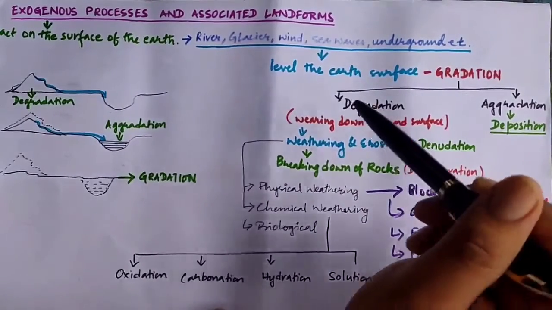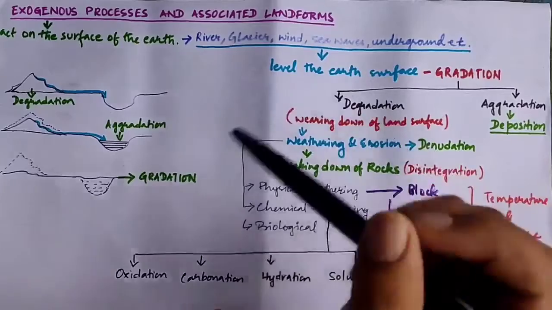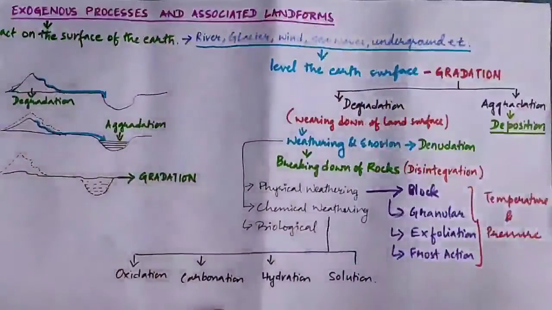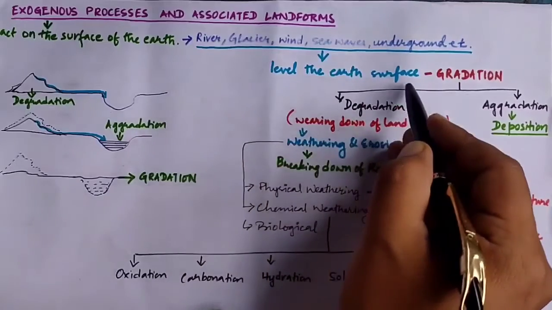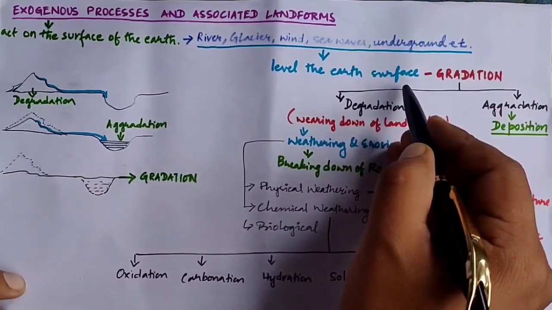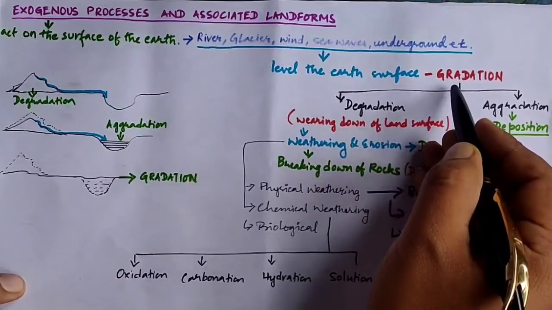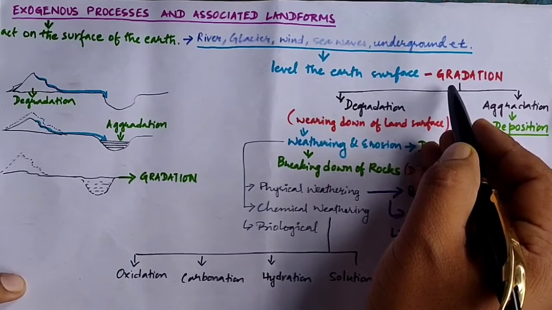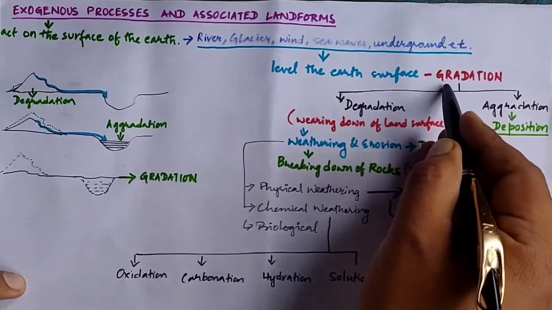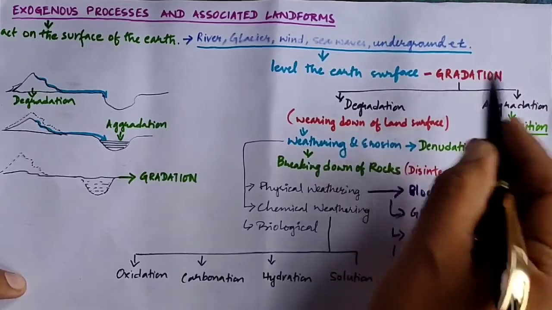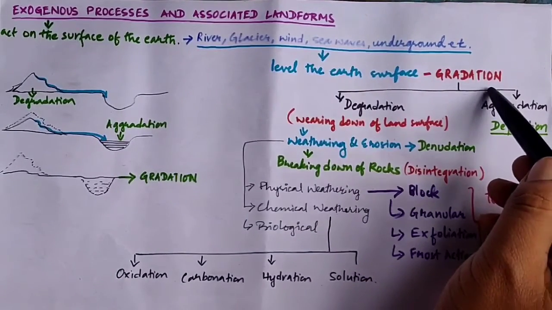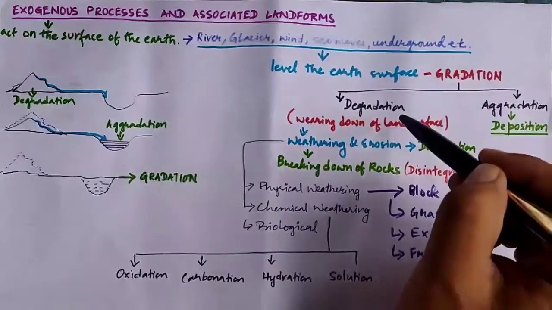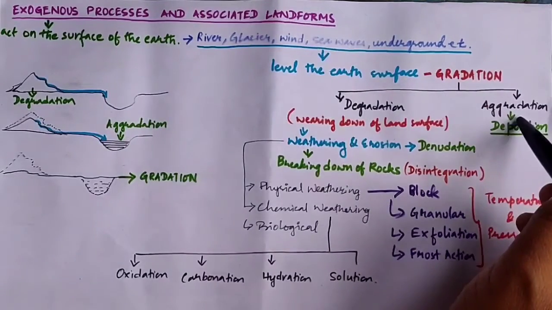The unevenness of the earth's surface will be converted into a flat surface or a flat plane. That leveling of the earth's surface by the exogenous process is known as gradation. It means the process of leveling of the earth's surface is known as gradation. Now gradation is further classified into two different types of processes, that is degradation and aggradation.